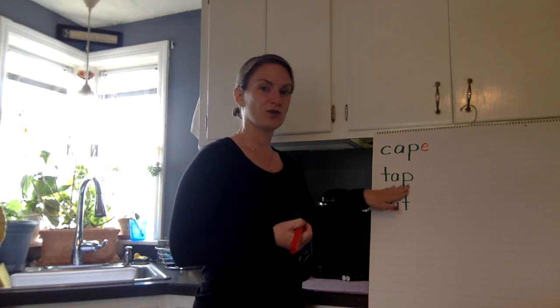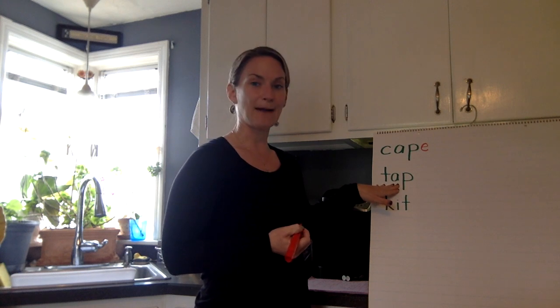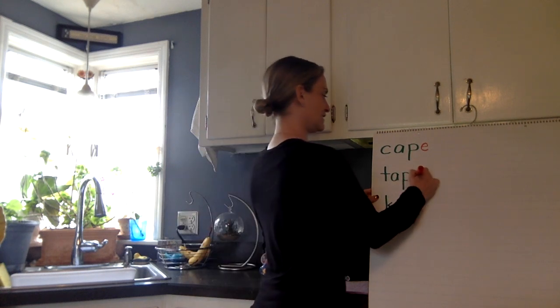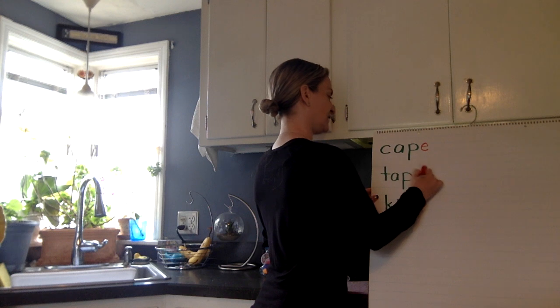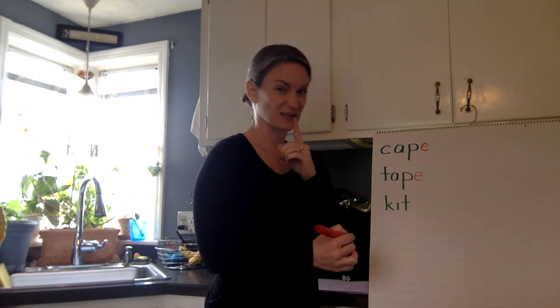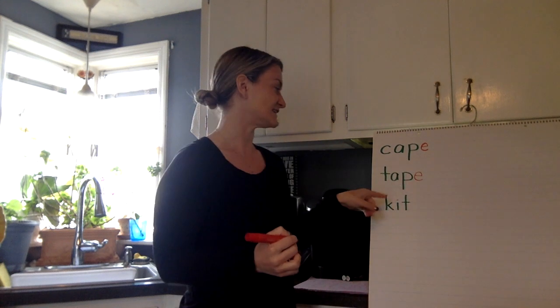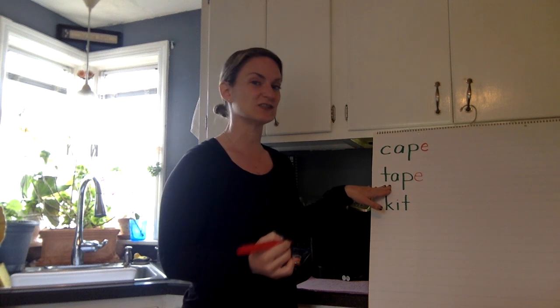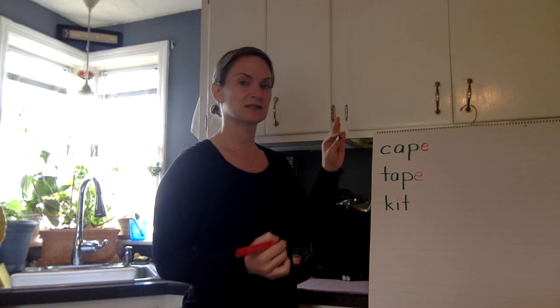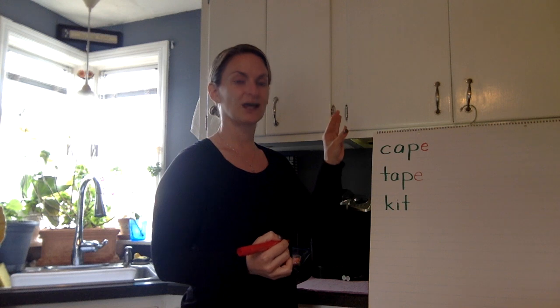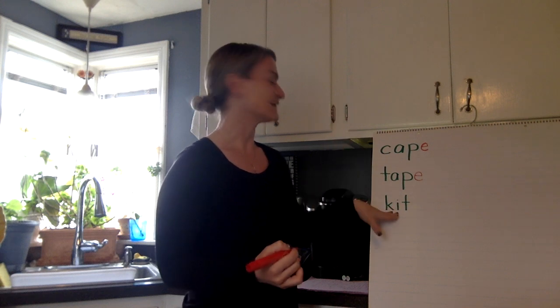Right now, the A is making the short A sound, tap. But by adding this bossy E, or silent E, we call him silent E because he doesn't make any sound. He just makes the A or the other vowel say its name. So now when we tap this out, listen to what's going to happen to the A. T, A, p, tape.